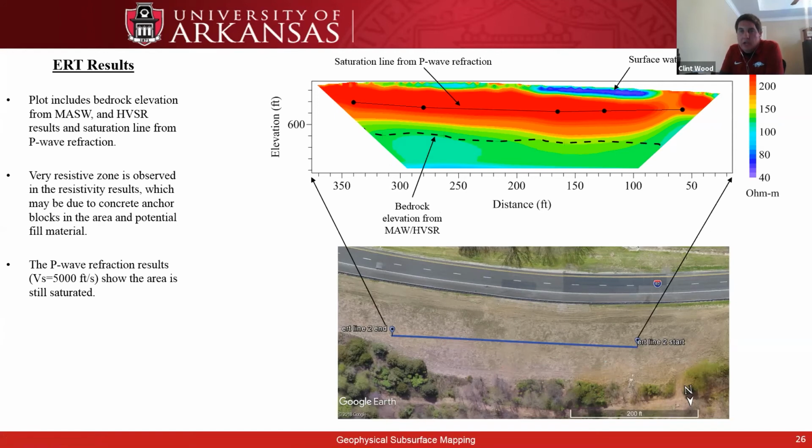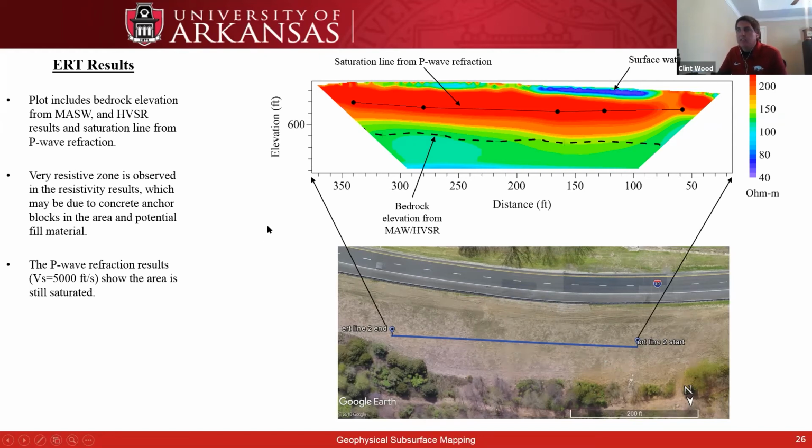And for our line here in the middle, we're really not sure what's going on. This may be a contribution of the anchor blocks and the anchors that were installed in the slope and are covered up now. But we see this very highly resistive layer. It may be some of the fill that they brought in, in this particular case, in order to cover up these anchors. We do see some surface water. We do see a saturated line in this case from P-wave refraction. So we are able to see a saturation here, but we can't really see it with the ERT data in this particular case.